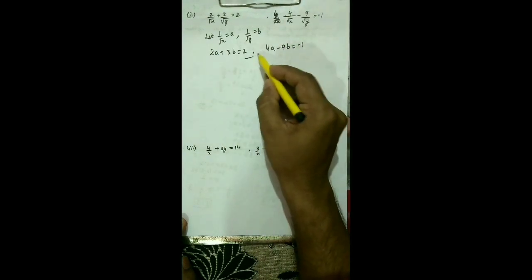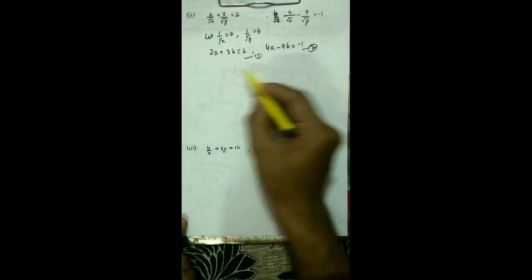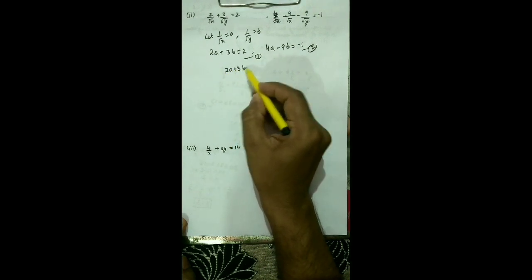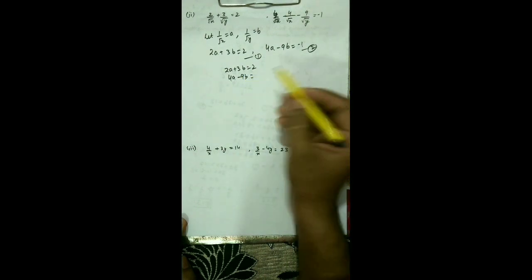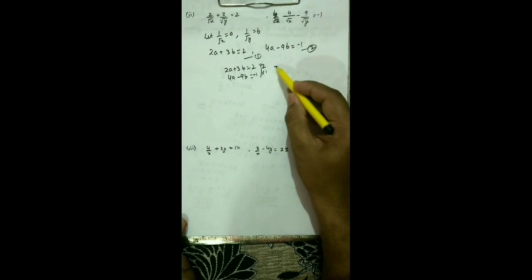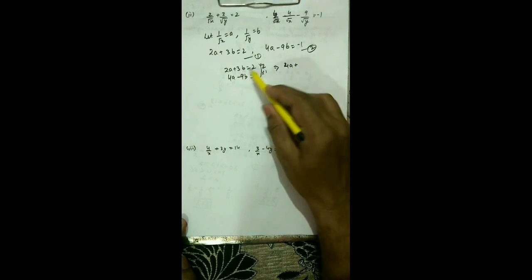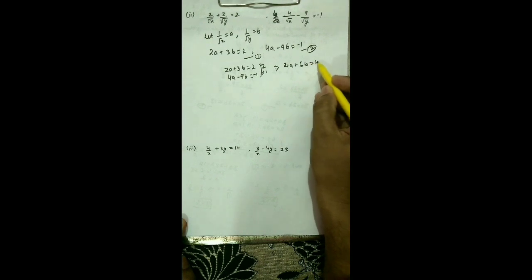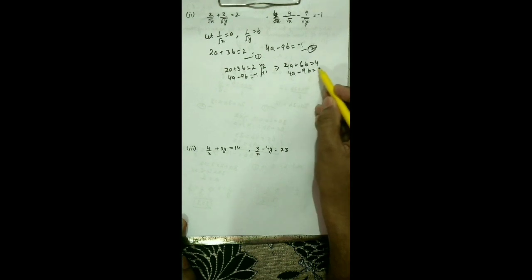So now we have these two equations, mark this 1, mark this 2. So we have 2a plus 3b equal to 2, and 4a minus 9b equal to minus 1. So now multiply this equation by 2 and multiply this equation by 1. So if you do, you get 2 into 2, 4a plus, you have to multiply to all terms, so this will become 6b equal to 4, and the other will be 4a minus 9b equal to minus 1.